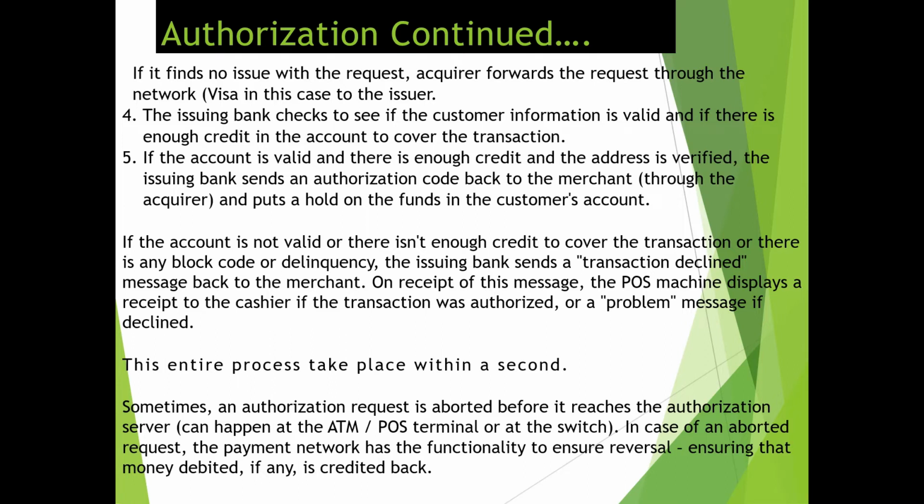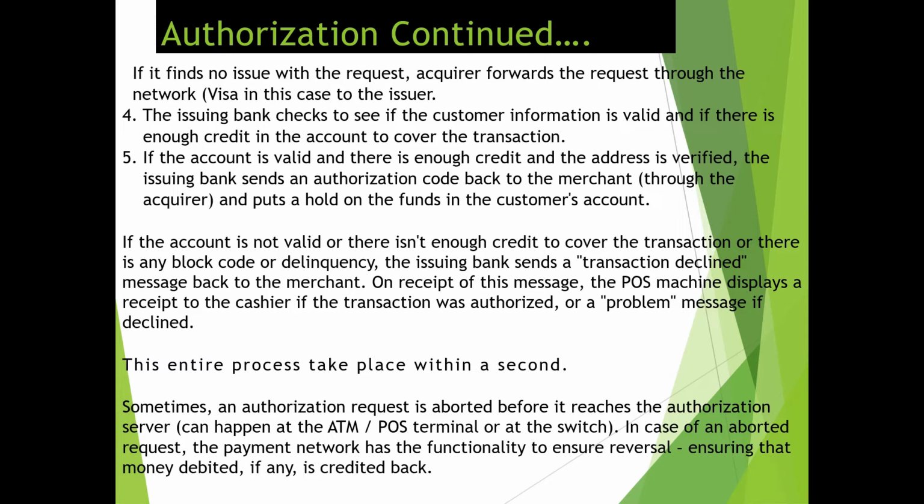If the account is not valid or there is not enough credit to cover the transaction, sometimes maybe due to various block codes or delinquency, the issuing bank sends a transaction decline message back to the merchant. On receipt of this message, the POS machine displays a receipt to the cashier if the transaction was authorized, or a problem message if declined. The entire process takes within a second.